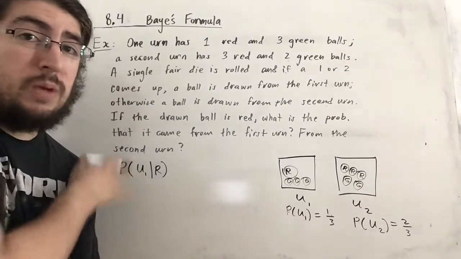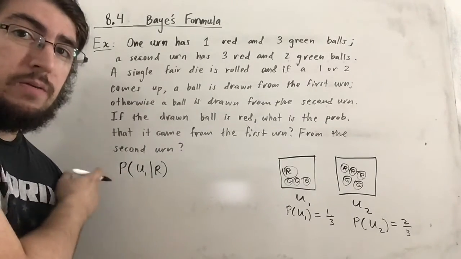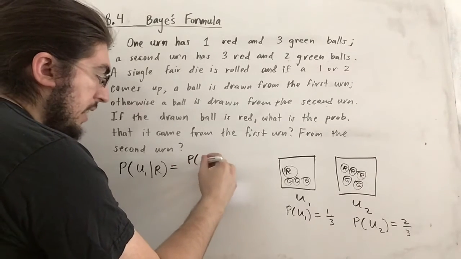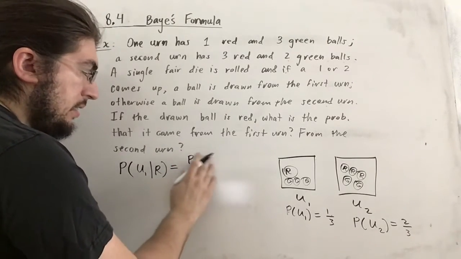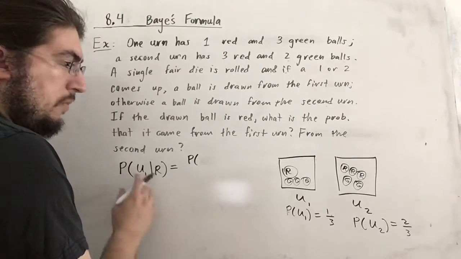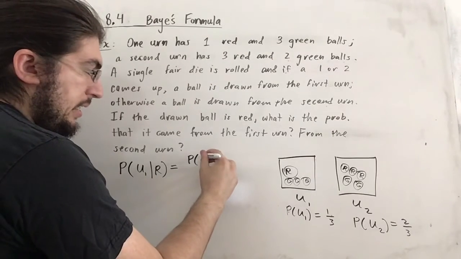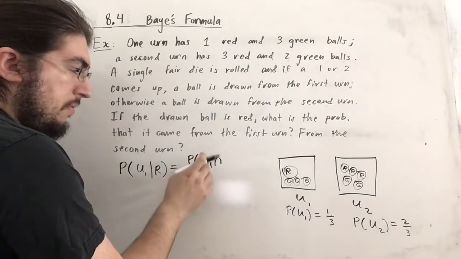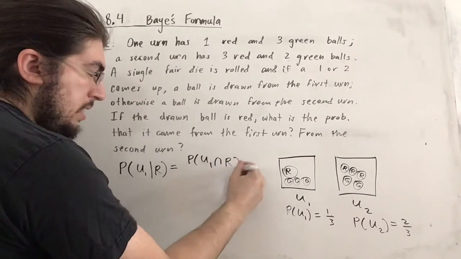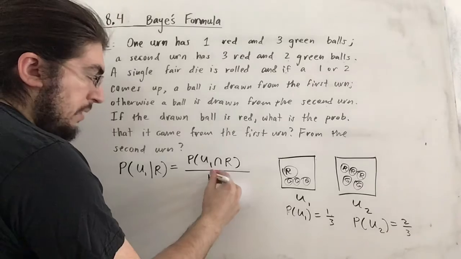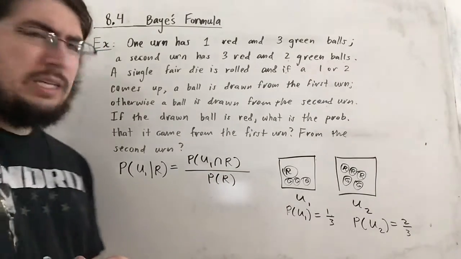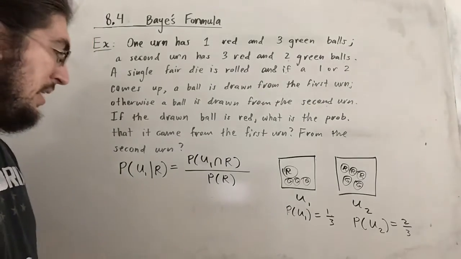Now, luckily for us, we have a formula for one given the other. This is conditional probability. So let me see if I can write this. The probability that it is in the first urn and that it's red, divided by the probability that it's red. Good. So far it's not too bad, I guess.